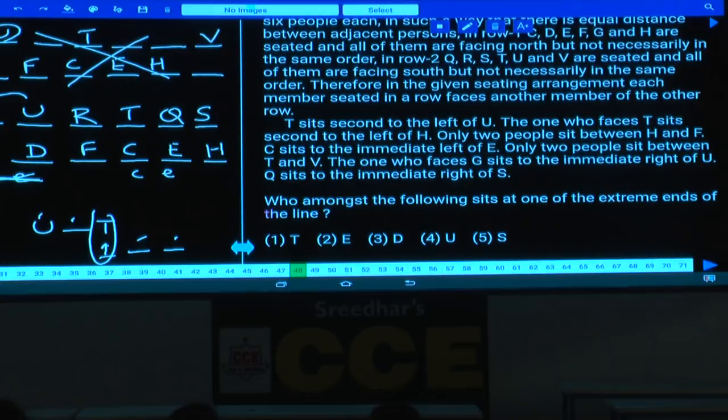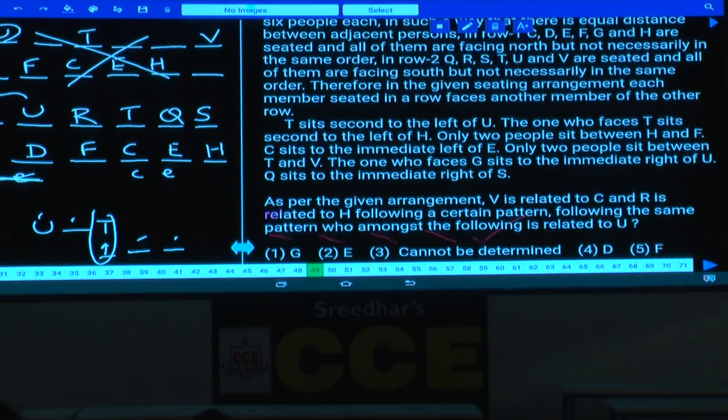Then question number 48. Who among the following sits at one of the extreme ends of the line? T is not at any extreme, E is not at any extreme, D is not at any extreme, and U is not at any extreme, and S is at an extreme. That is choice 5.